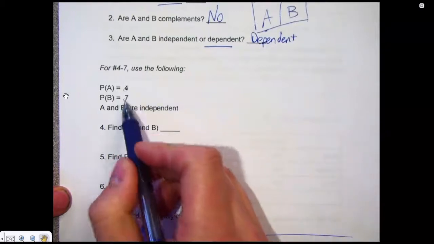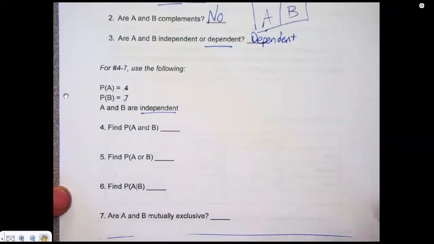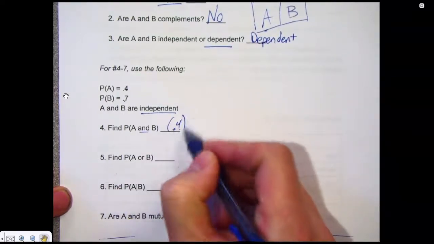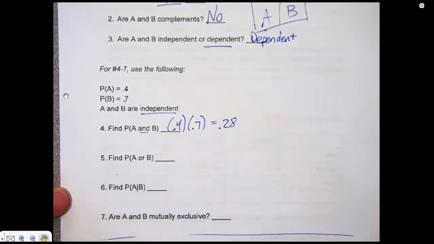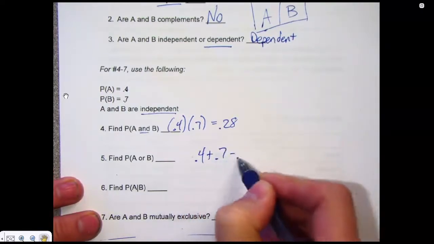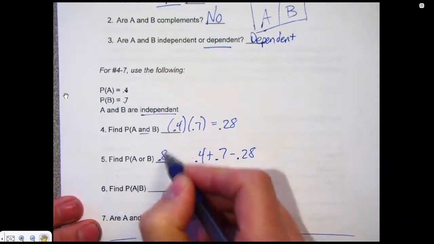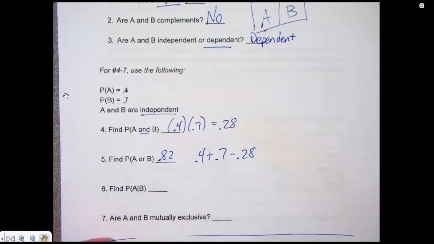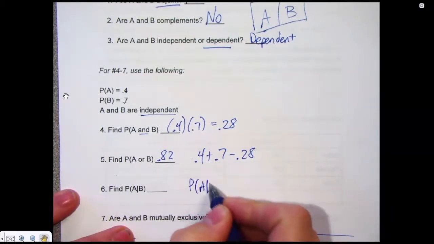So A is 0.4, B is 0.7, A and B are independent. So when two things are independent and you're asked for "and," you just multiply them together. So 0.4 times 0.7 is 0.28. When you're asked for "or," add the two events together and then subtract the overlap. So that is 0.82. And then A given B, well, there's two ways you could do this.